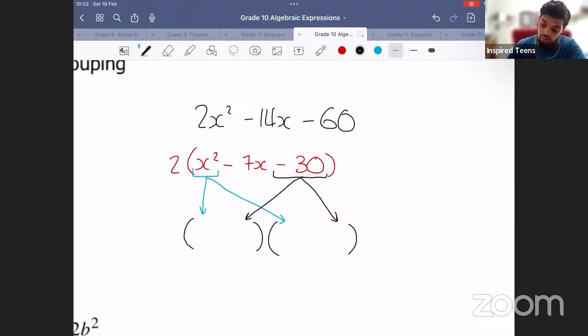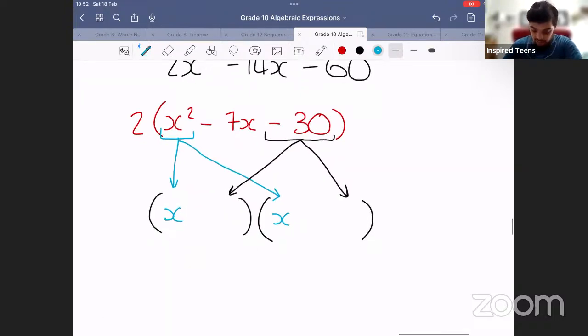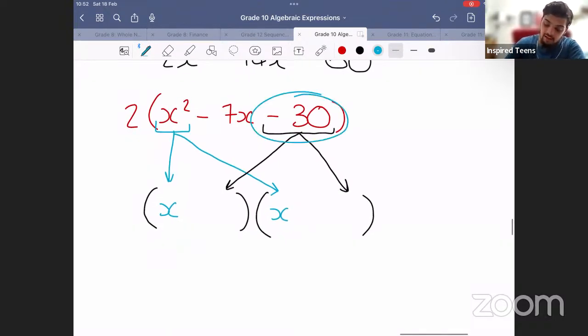The factors of x squared are simple. We only have one option, and the factors of x squared are x and x. So that's exactly what we're going to write, one on each side. Once we've done this, we need to identify the factors of negative 30.